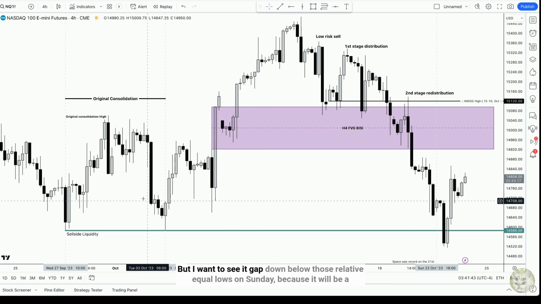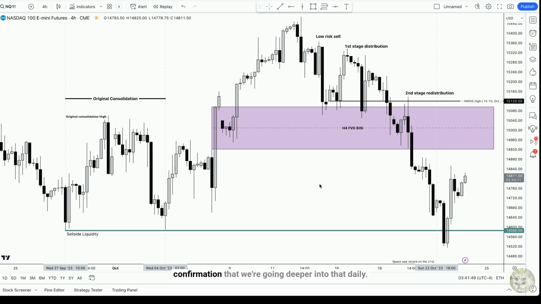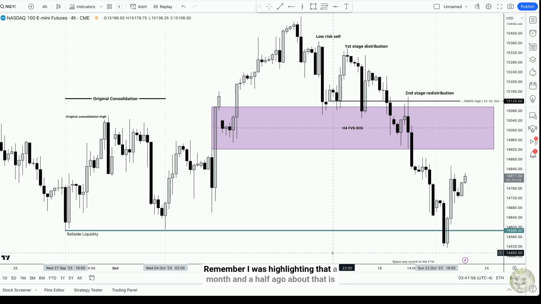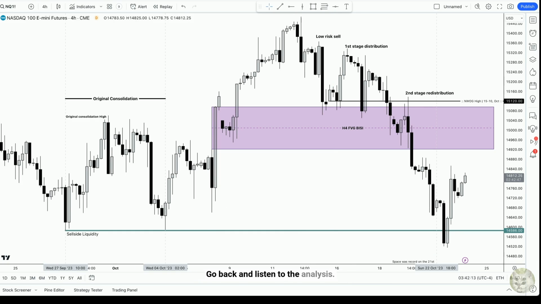But I want to see it gap down below those relative equal lows on Sunday because it will be a confirmation that we're going deeper into that daily buy side imbalance. Remember, I was highlighting that a month and a half ago, that it is going to be the quarterly shift target. Thanksgiving. I told you. If I'm correct, and I am 51 now, so I might be having a senior moment, but don't take my word for what I'm about to say. Go back and listen to the analysis.